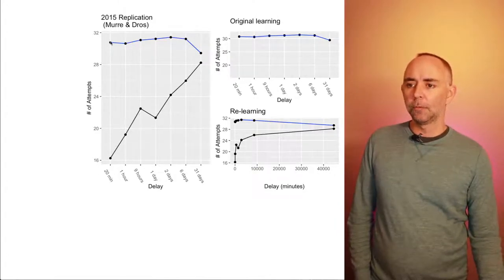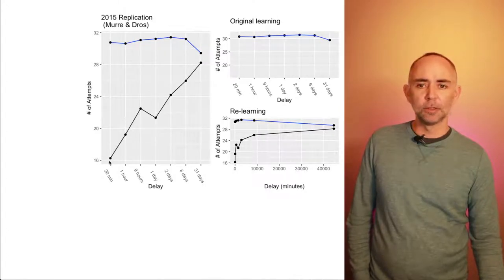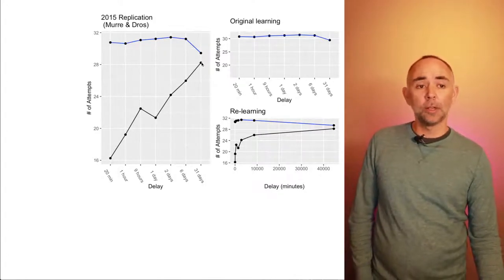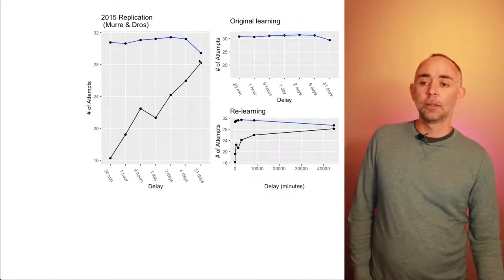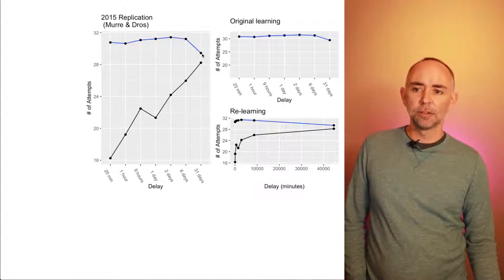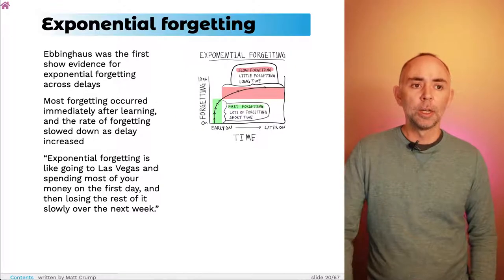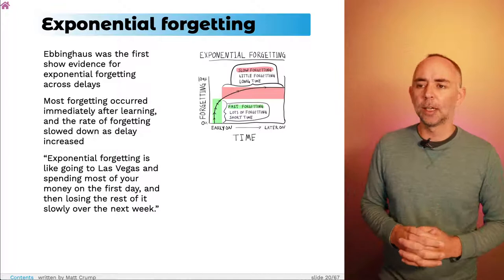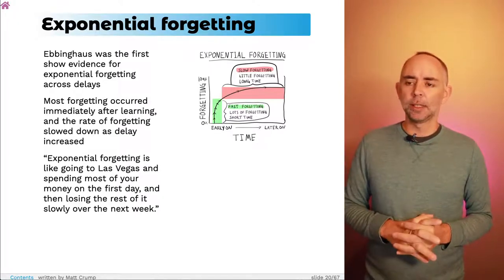So here we are remembering quite a bit, so we only need 16 relearning trials, but after 31 days of a delay, there is still some evidence that you've retained some information, so it doesn't take you this many relearning attempts, it takes you a few less, but you still have to spend quite a few learning attempts there. Here is one of the main points that Ebbinghaus made when he did his research.